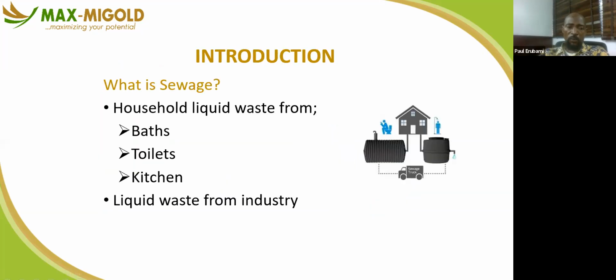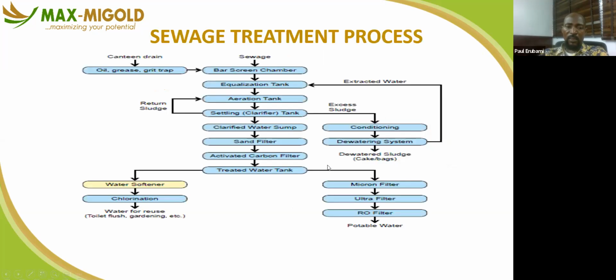And what is sewage? It's household liquid waste from our bathroom, from our toilet, from our kitchen, or liquid waste that is generated from industrial areas. And now you can see you have the oil, grease, and grit from your canteen.